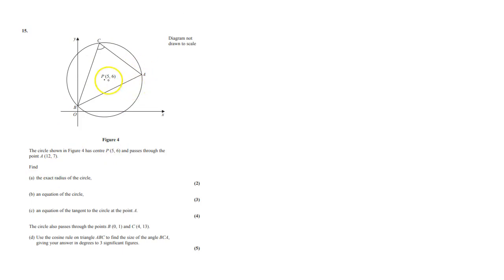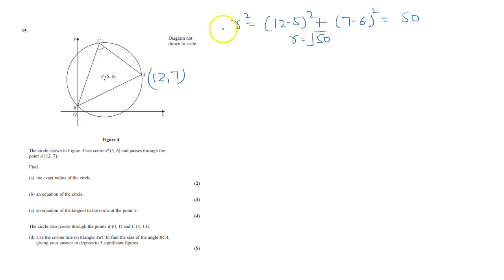This is a circle. B is 5, 6 and A is 12 and 7. Find the exact radius. So radius square is equal to x2 minus x1, that is 12 minus 5 square, plus 7 minus 6 square. So that is equal to 7 square, 49, plus 1 square, 1, so that is 50. So r is equal to root 50. That is part A. Part B, equation. The equation is x minus 5 square plus y minus 6 square is equal to r square. R square is 50. That is B.